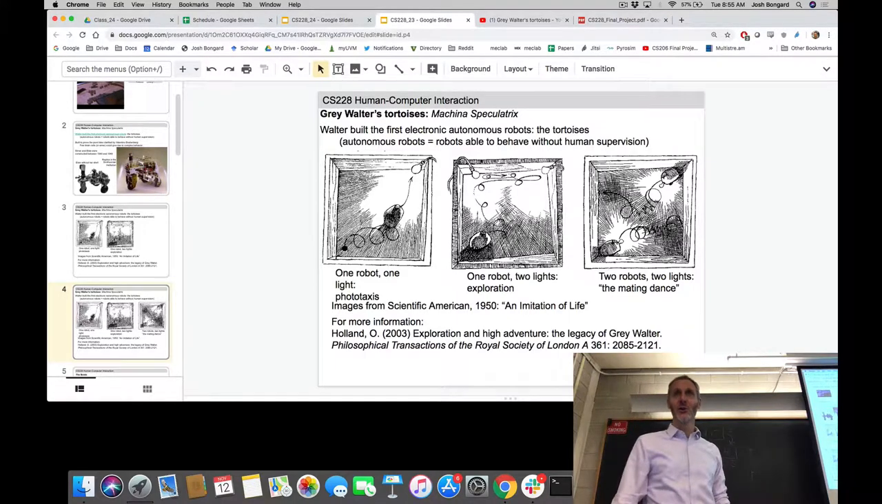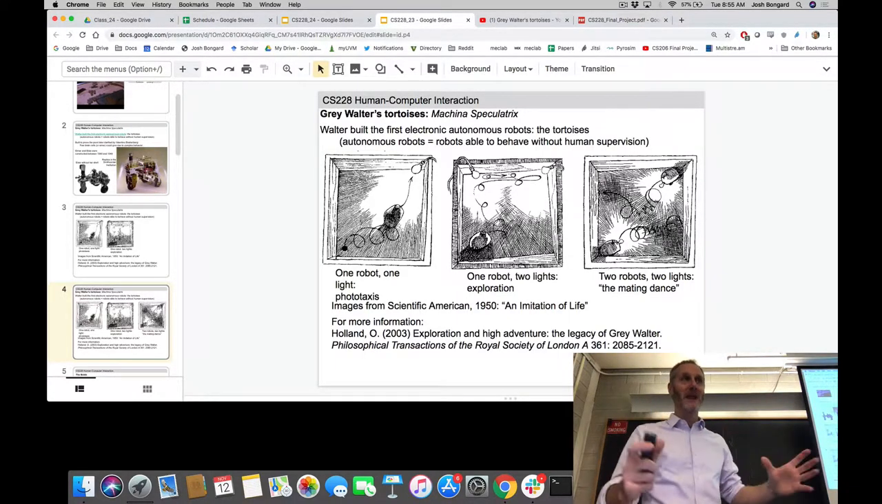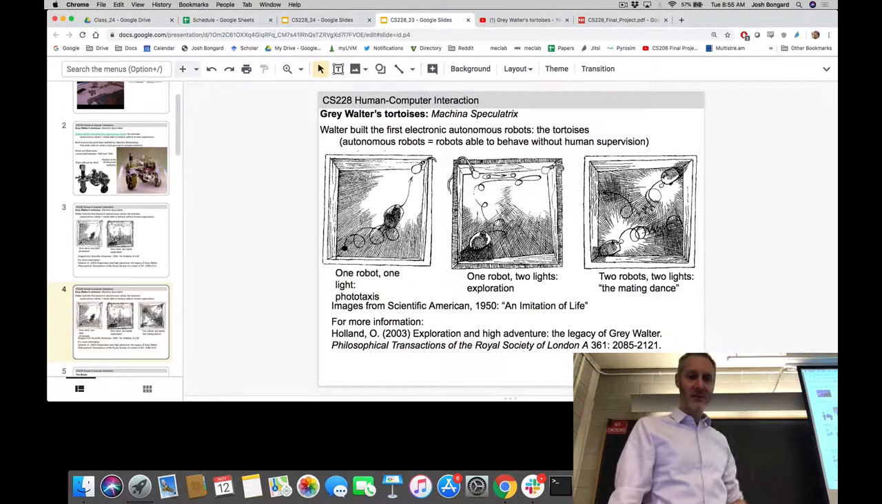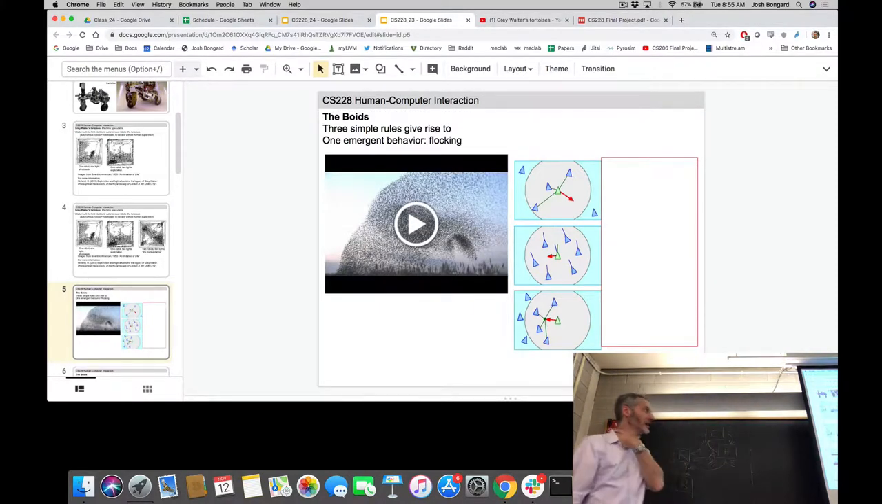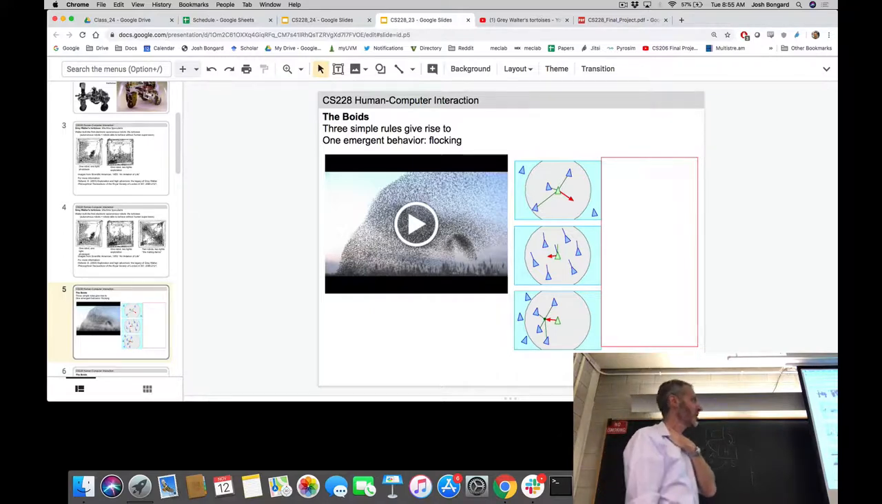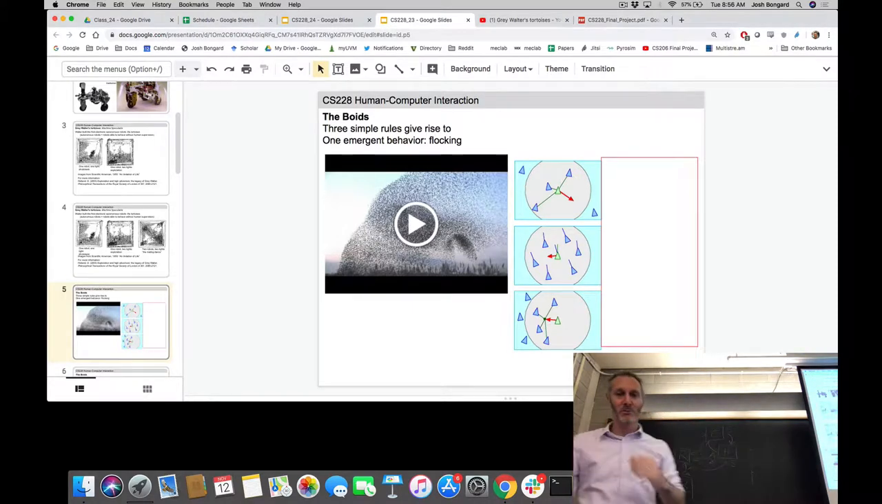These days, it does a little bit of machine learning and starts to actually map the room and do things in a little bit more efficient manner, but not too different from Grey Walter's tortoises. Okay, so let's move forward a little bit from Grey Walter in the 40s and Braitenberg in the 80s to the late 80s, and we'll have a look at the Boids.